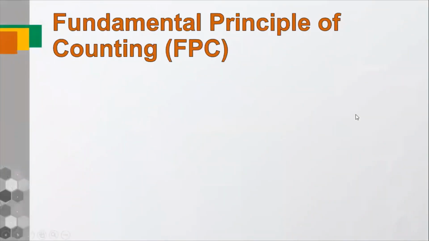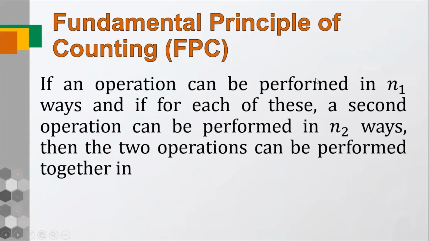So, the fundamental principle of counting, or we also call this the FPC. If an operation can be performed in n sub 1 ways, and if for each of these a second operation can be performed in n sub 2 ways, then the two operations can be performed together in n sub 1 times n sub 2 ways. This is called the fundamental principle of counting.